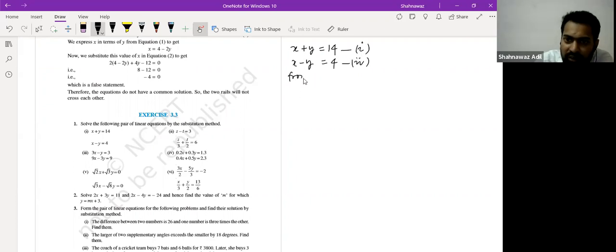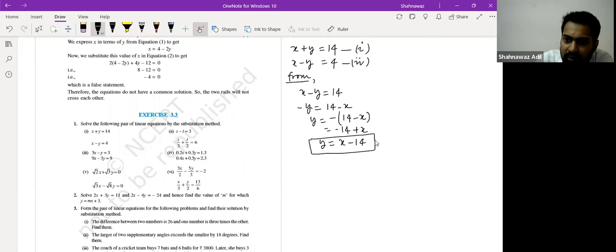So from first, x plus y is 14. So we get the value of y is 14 minus x, right? So y is what? Minus goes here. So minus of 14 minus x. So this is minus 14 plus x. So we can write x minus 14, right? Yes, sir. Now we will put this value in here, right? Second one. x minus, okay, what is happening?